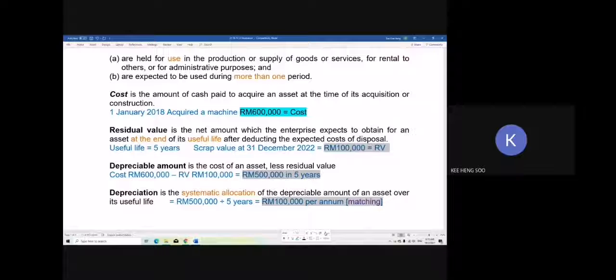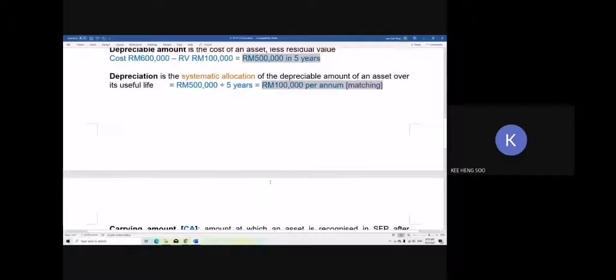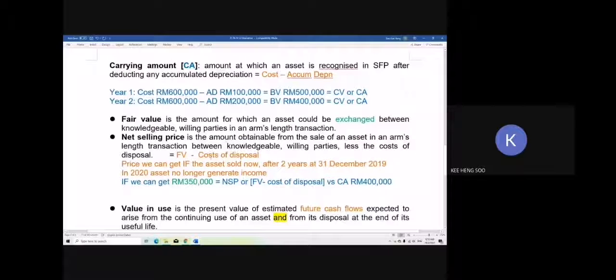These are all assumptions. That means in your coursework coming this Saturday, you put in your figure by yourself. You got it? If I'm not mistaken, I already put in the figure for the first part here. The cost, residual value, depreciation, you calculate yourself. Then come to here: fair value, net selling price, value in use, you have to put in your own figure. I want you to create your own example to show me that you understand what impairment is.